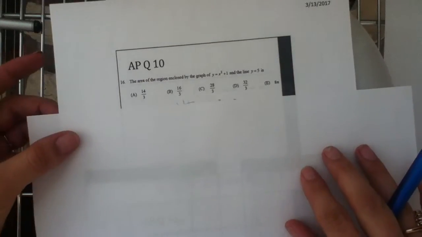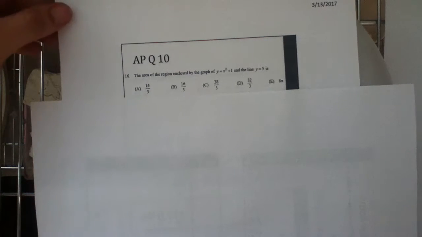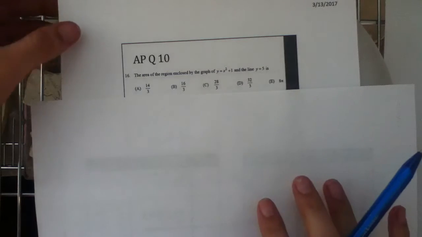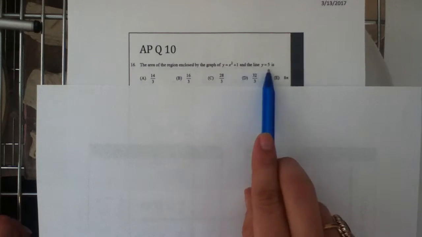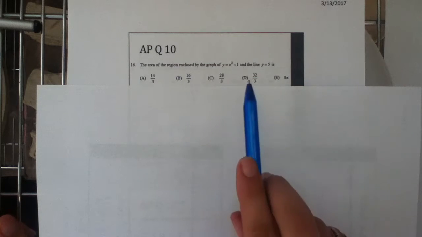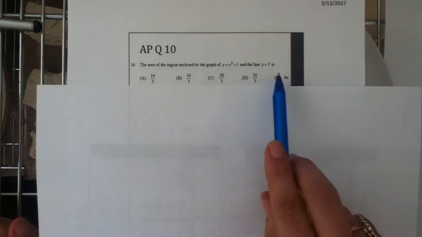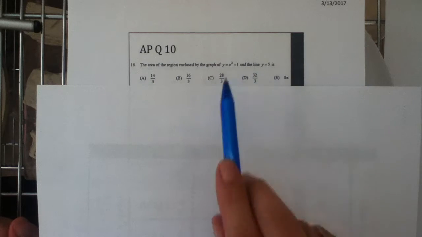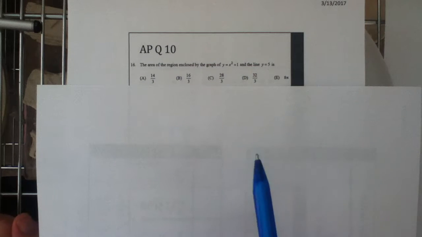Okay, APQ 10. All right, same deal, top minus bottom, and you need to find the limits of integration. Remember, if you're not sure how to find the limits of integration, it's the points of intersection of these two lines. To find points of intersection, you set them equal to each other. So you want to replace y with 5, and then solve, and you will get your points of intersection. All right, I'll let you solve it.